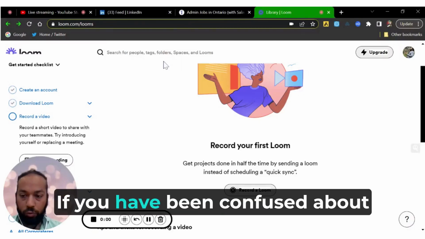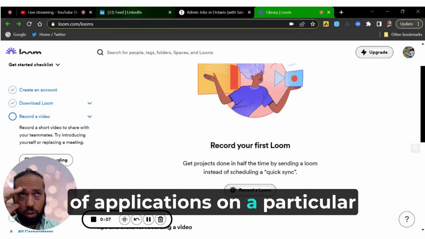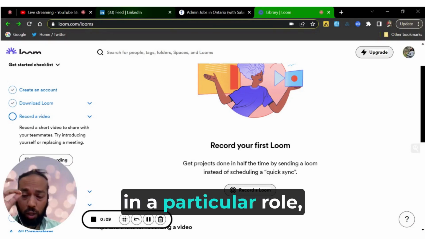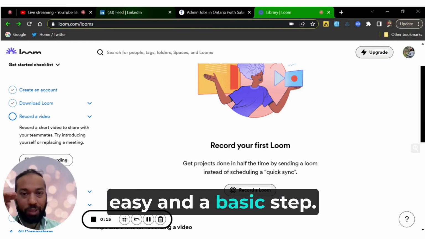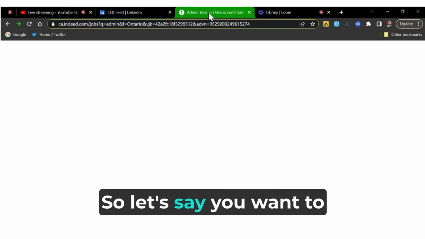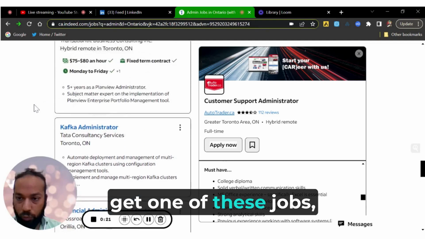Because if you have been confused about what to do when there's hundreds of applications on a particular role and you're interested in it, I'm going to give you a simple trick. And don't be confused, because this is actually very easy and basic steps. So let's say you want to get one of these jobs.